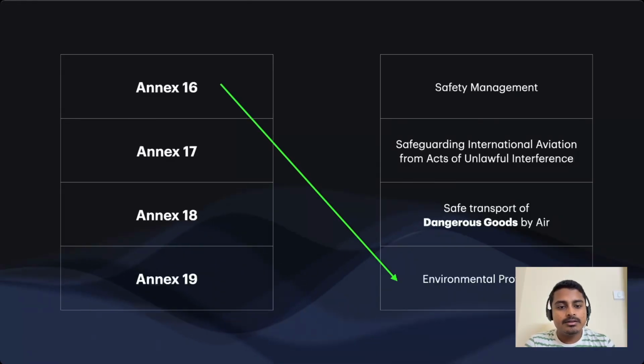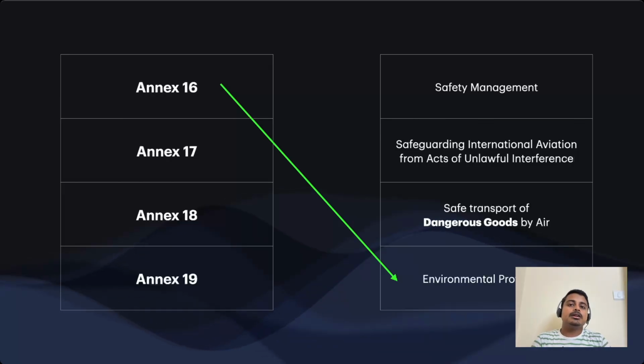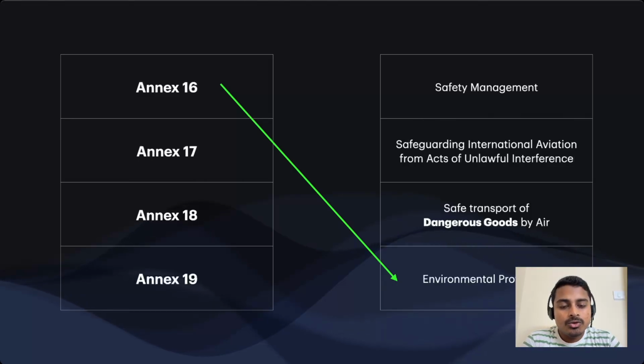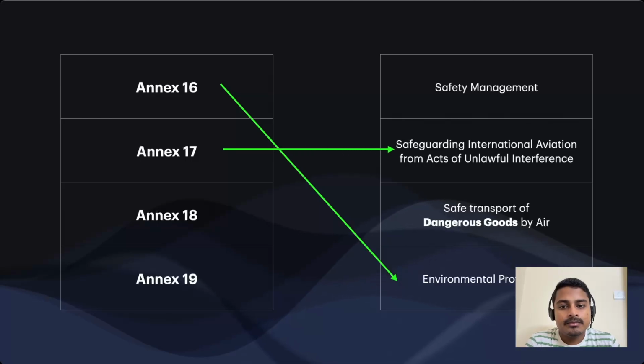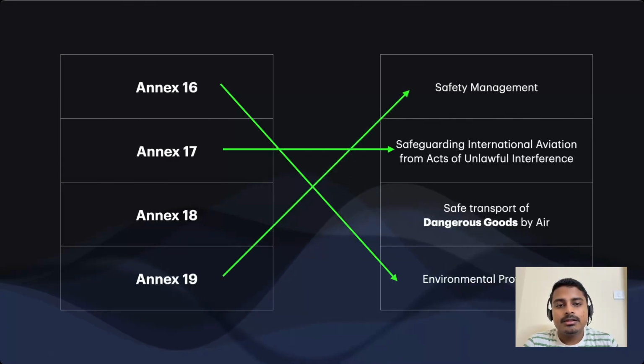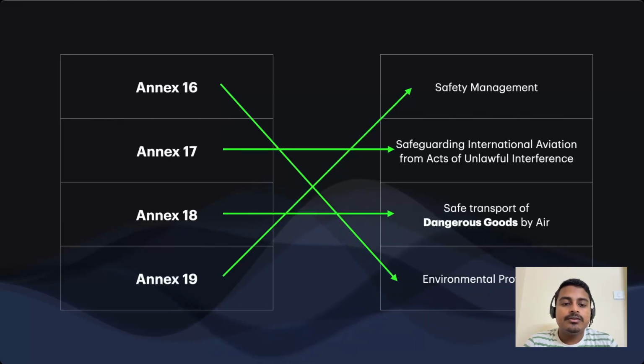Annex 16 mentions the environmental protection, the steps that have to be taken by the airports, the airlines and different agencies to protect the environment. Annex 17 talks about safeguarding international aviation from acts of unlawful interference. Annex 19 talks about the safety management, and Annex 18 talks about safe transport of dangerous goods by air.